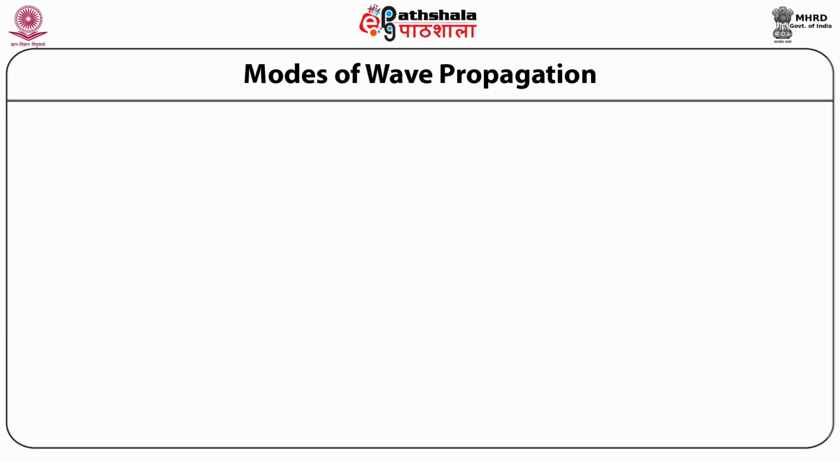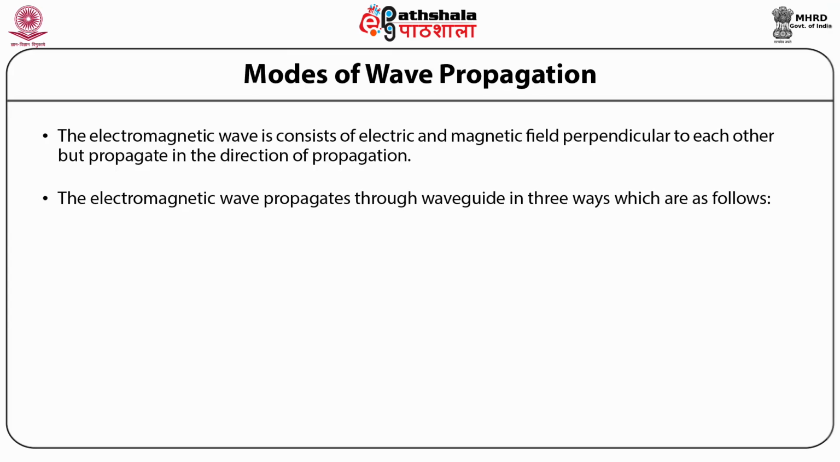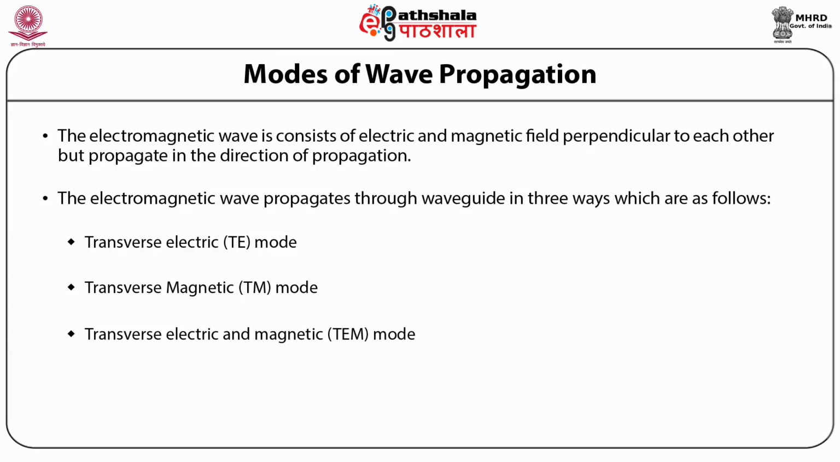Now comes the mode of wave propagation. The electromagnetic wave consists of electric and magnetic fields perpendicular to each other, which propagate in the direction of propagation. The electromagnetic wave propagates through the waveguide in three ways: first is the transverse electric mode, that is TE mode. The second one is the transverse magnetic mode, that is TM mode. And the third one is the transverse electric and magnetic mode, that is TEM mode.